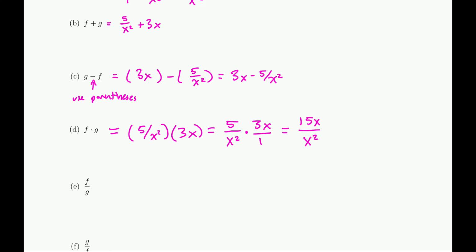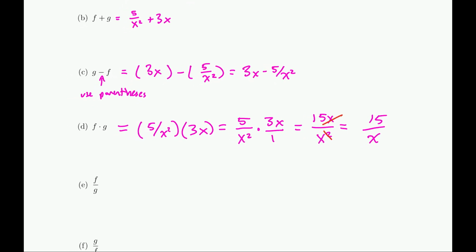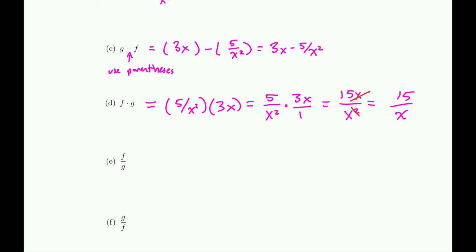However, on the homework, which we'll look at in a minute, you do need to be careful that you cancel your x's. If there's an x on top and an x on the bottom, we can cancel that. So we can cancel that x with 1x in the denominator, and it will leave us with 15 over x. Okay, so that would be the answer. We cancel one of those x's. All right. Next one, f over g. So f over g, f is 5 over x squared. G is 3x. So we have this.